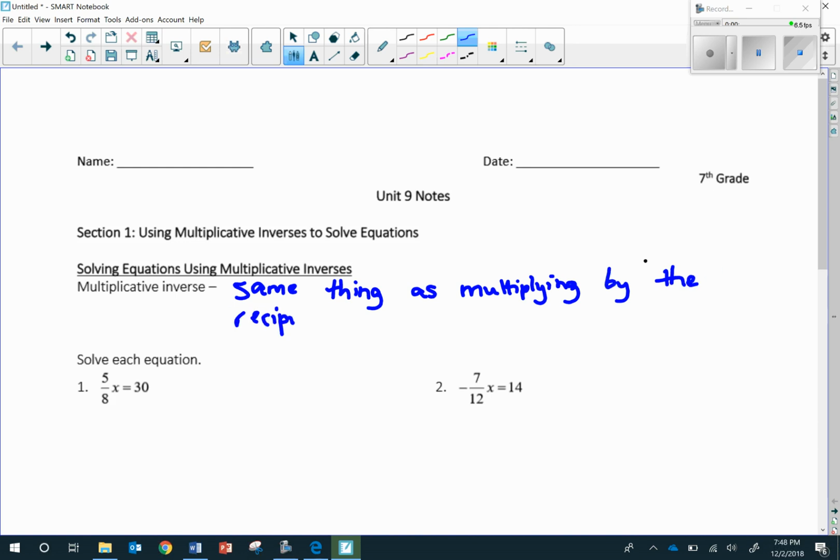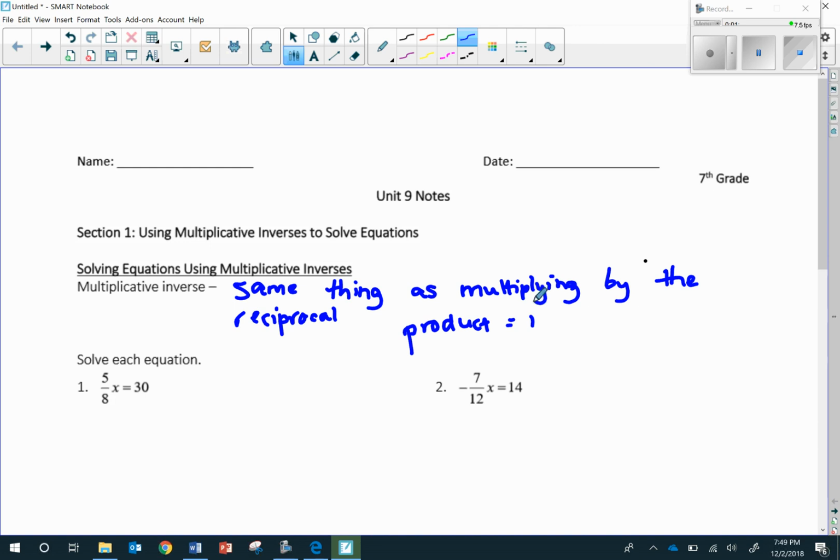And when we multiply a fraction by its reciprocal, our product equals 1. So when we multiply by the multiplicative inverse, we're multiplying by the reciprocal, and we're still going to get a product of 1. So let's go ahead and look at number 1.